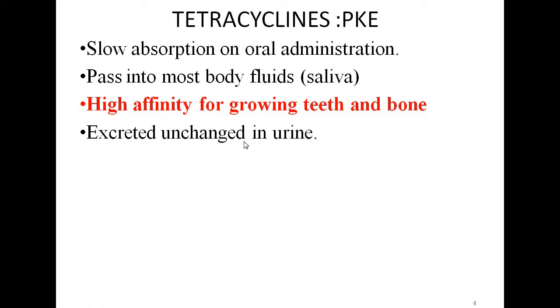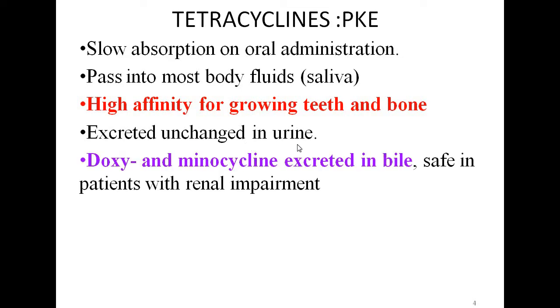Tetracyclines, most of them are excreted unchanged in urine with the exception of doxycycline and minocycline which are excreted in bile. Therefore, doxycycline and minocycline are safe in patients with renal impairment. This is a 3-mark question. Give reason. Minocycline is safe in patients with renal disease. The reason is minocycline, doxycycline, these are excreted in bile.